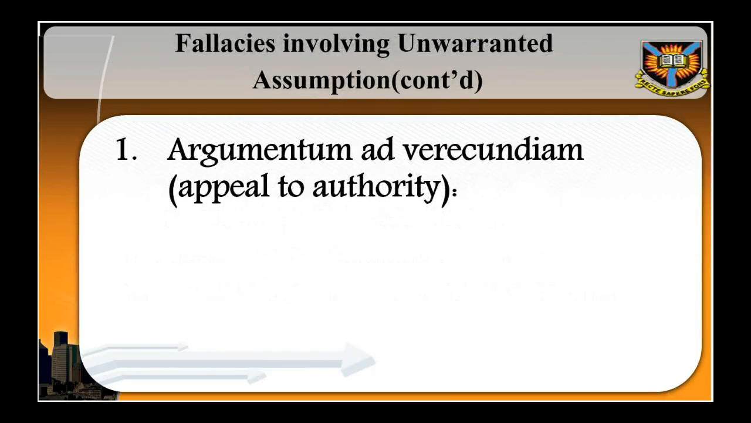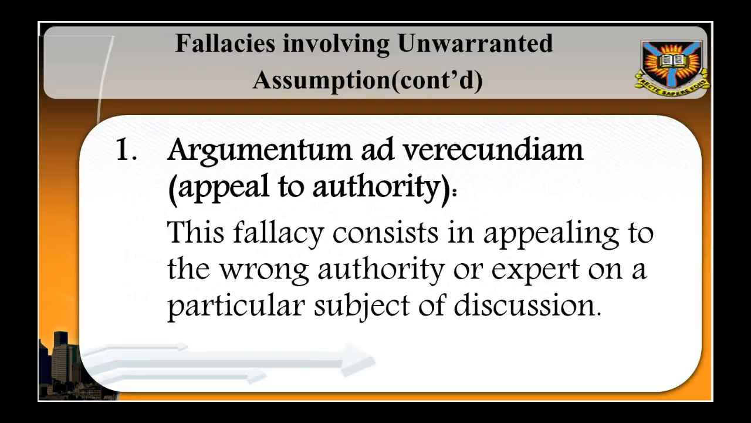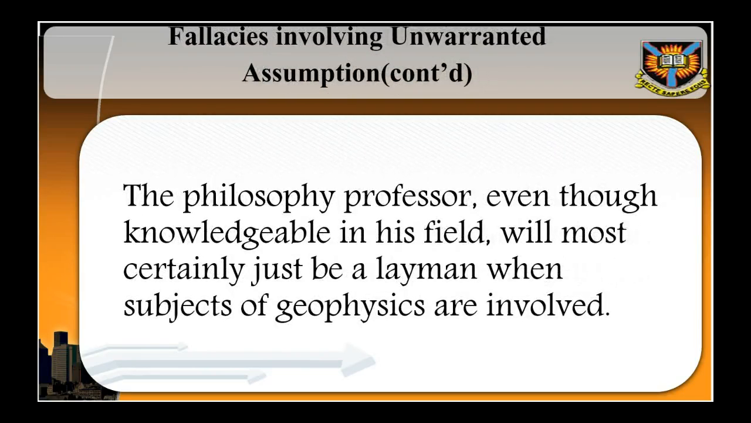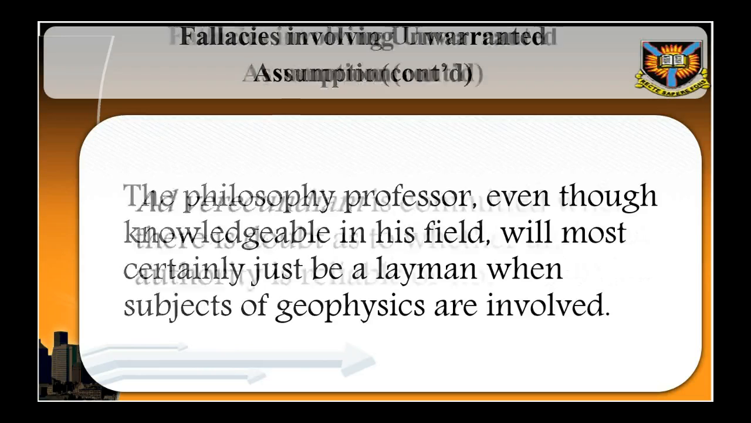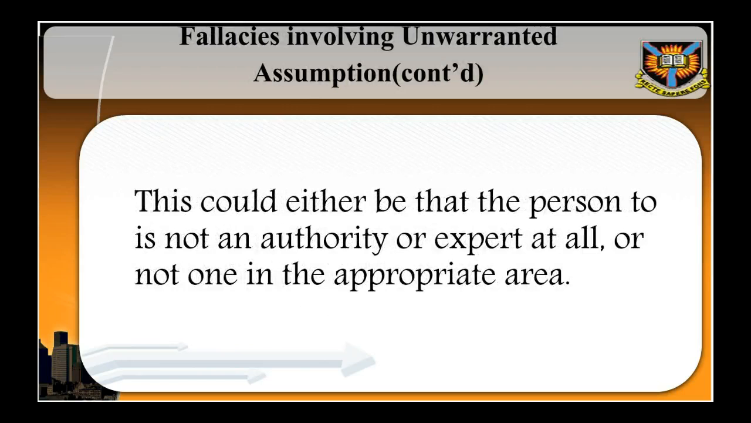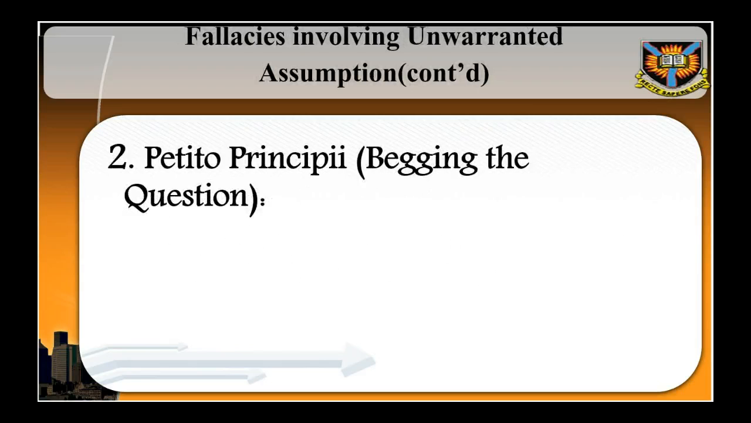Argumentum ad verecundiam, that is, appeal to authority. This fallacy consists in appealing to the wrong authorities or experts on a particular subject of discussion. For example, when the expertise of a professor of philosophy is invoked on an issue that borders on geophysics, the philosophy professor, even though knowledgeable in his field, will most certainly just be a layman when subjects of geophysics are involved. Ad verecundiam is committed when there is doubt as to whether an authority is reliable or not. This could either be that the person is not an authority or expert at all, or not one in the appropriate area.